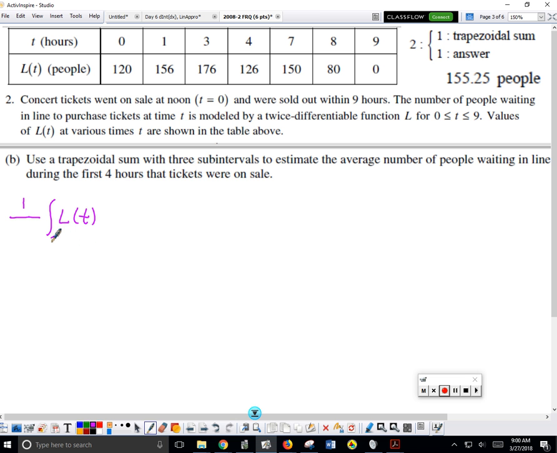First 4 hours, so that's from 0 to 4. And I've got to have a 4 minus 0 here. And I need a dt. I write approximate because a trapezoidal sum is always an approximation. Anyone have any follow-up questions? Okay, please remember you have to have the right notation. Please. So we have to have that L(t) on there.